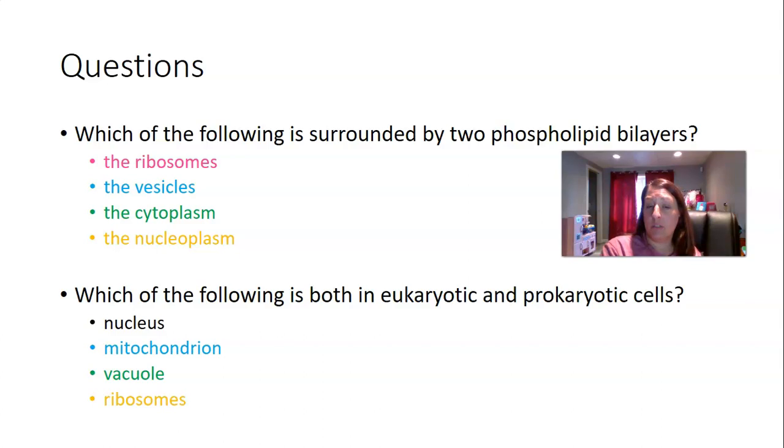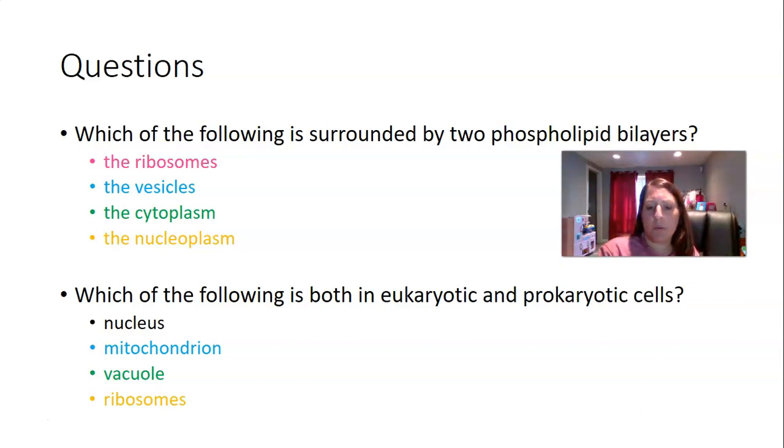The nucleus is the only structure on here that has two. It's a double membrane organelle. Okay, the only double membrane organelles that we have are the nucleus, mitochondria, and chloroplasts. Those are double membrane compartments. Everything else that has a membrane has a single membrane.